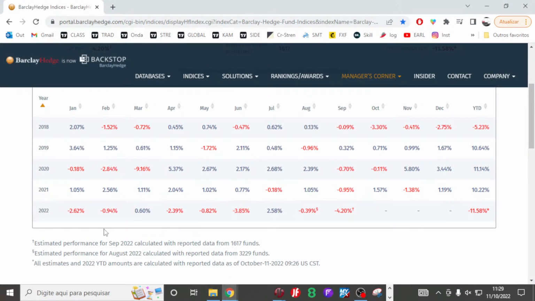Why? Because looking here, January red, February red, March positive. This is an average, right? This is the average of 1,600 funds. Okay, this is just from Barclay. So if you can beat those numbers, what do you think? Are institutions or investors going to... And here is the estimated performance for August 22. It's 3,000 funds. I mean, those are big numbers.